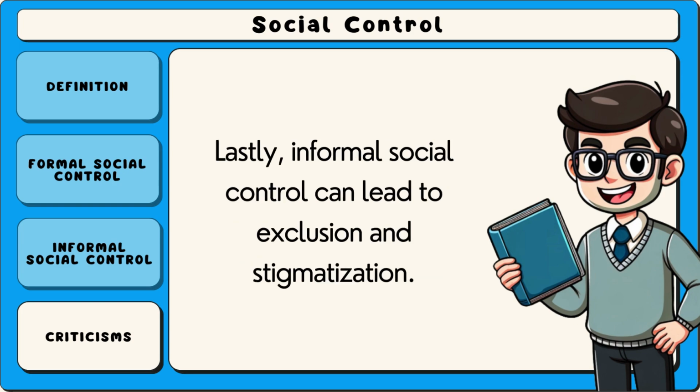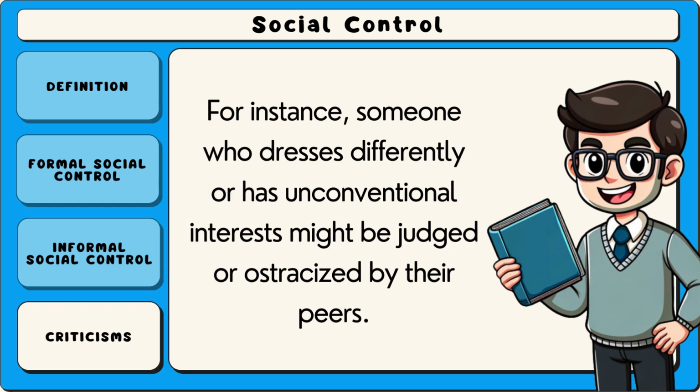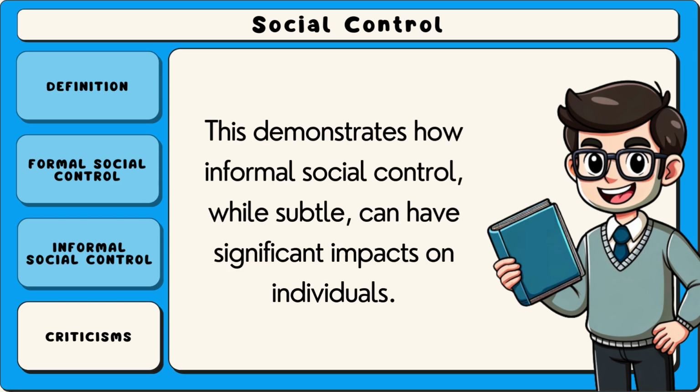Lastly, informal social control can lead to exclusion and stigmatization. Individuals who do not conform to social norms may face isolation or ridicule, which can negatively affect their mental health and well-being. For instance, someone who dresses differently or has unconventional interests might be judged or ostracized by their peers. This demonstrates how informal social control, while subtle, can have significant impacts on individuals.